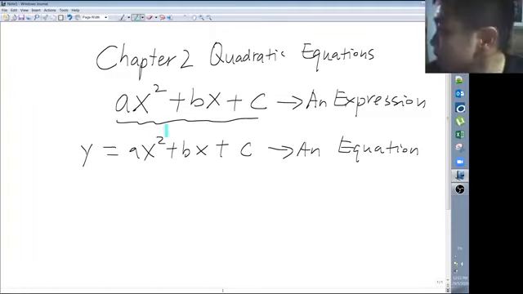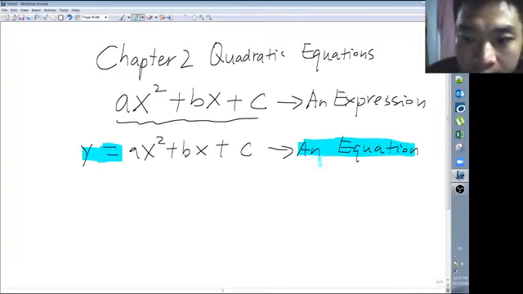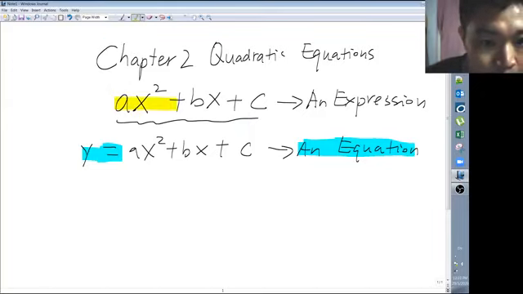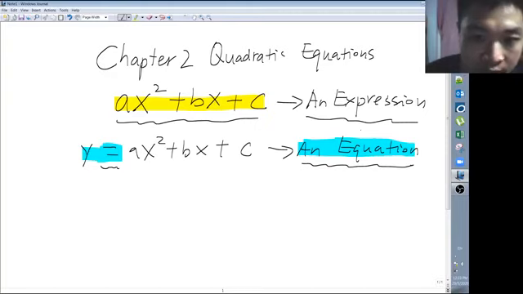The one key difference between these two is that for this one, there is an equal sign here. Therefore, this is an equation. And for the expression here, you can see that there is no equal sign. So if you see an equal sign, it's called an equation. If there is no equal sign, this is an expression. Please differentiate these two.